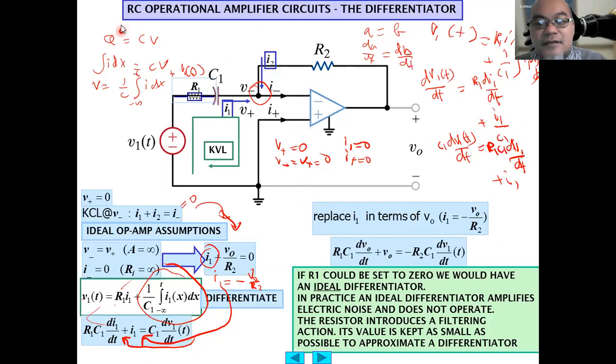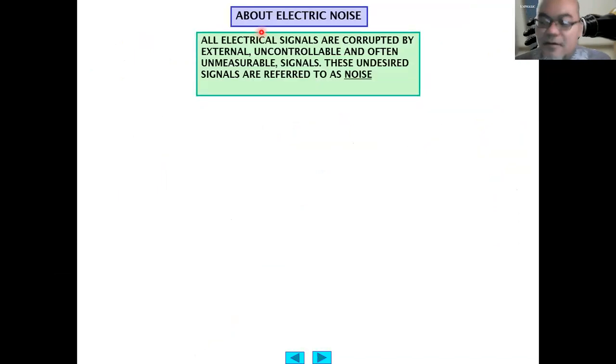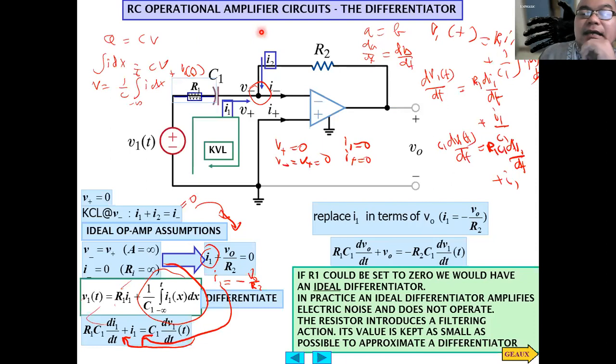Okay, so then, about electrical noise. All electrical signals are corrupted by external, uncontrollable and often unmeasurable signals. These undesired signals are referred to as noise. So for example, in the previous example, ideally R1 should be 0, then you would have an ideal differentiator. However, this will amplify electrical noise and does not operate.